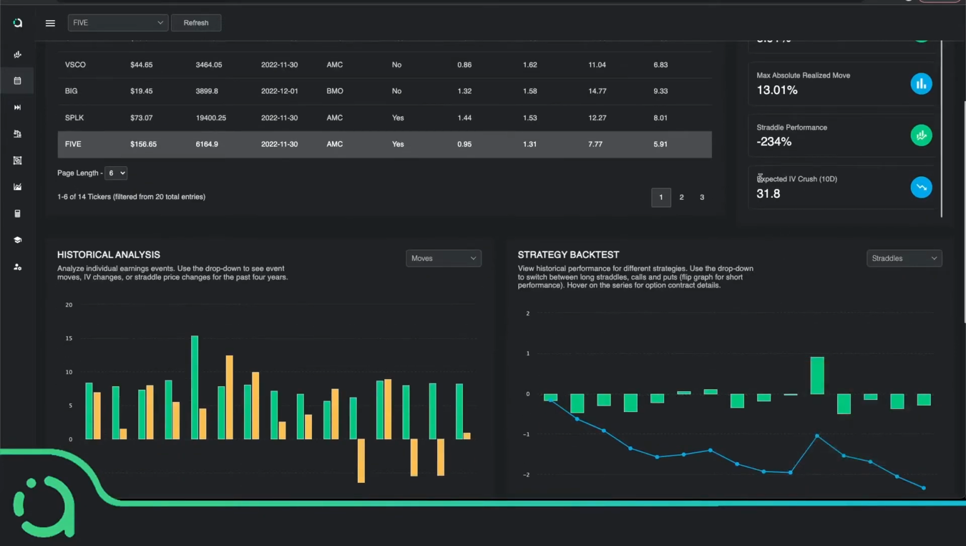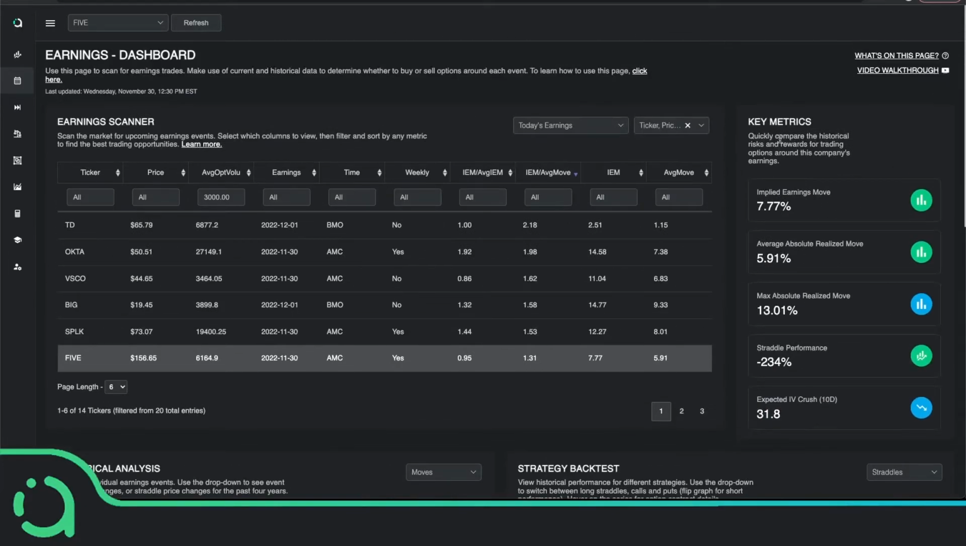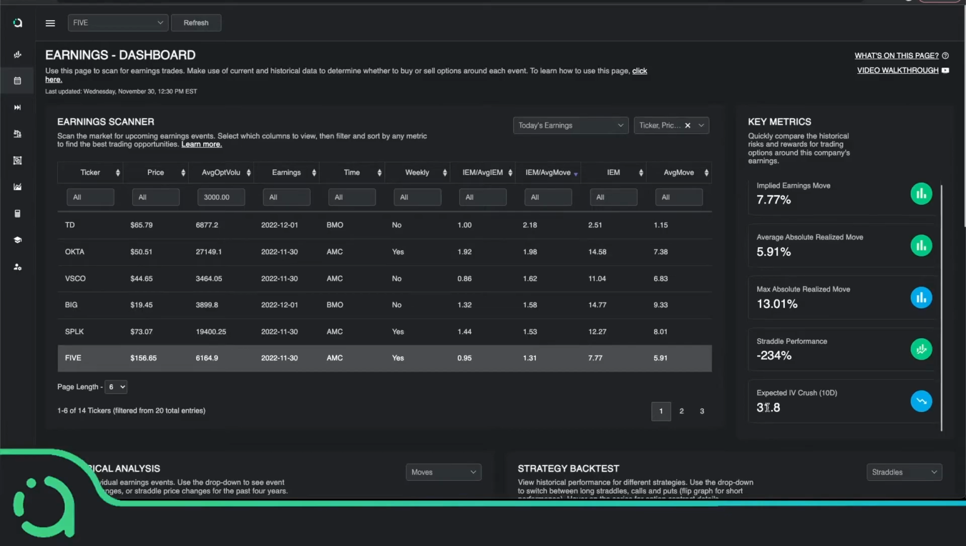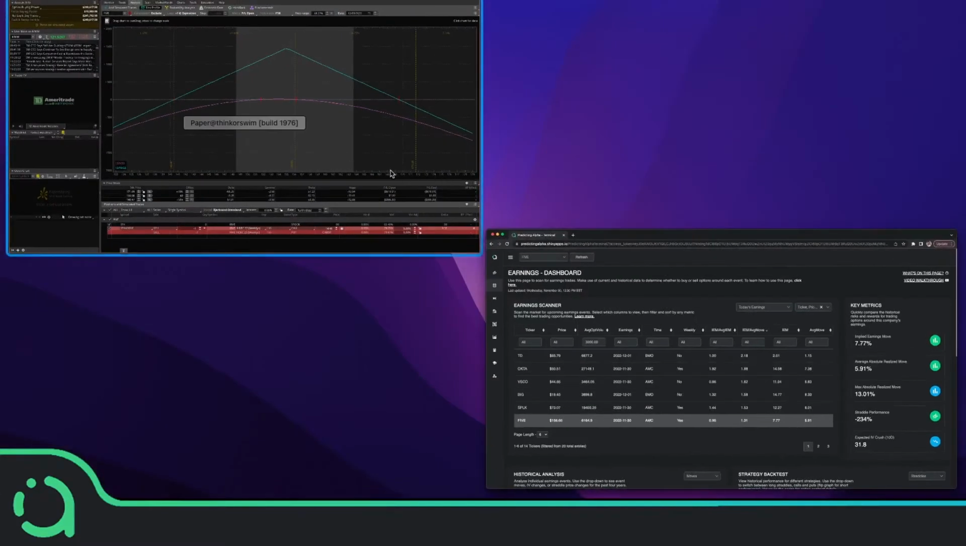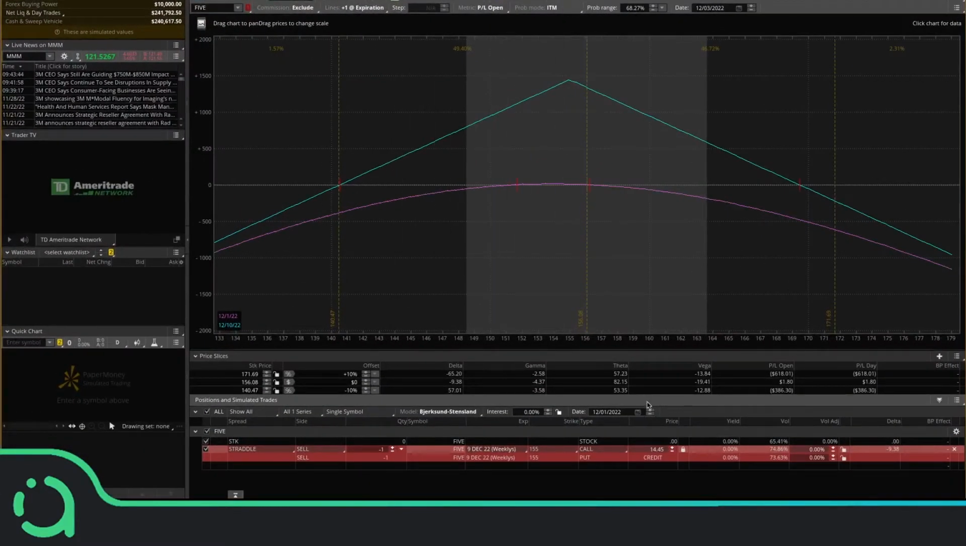Then we're going to come back over to our terminal, and we're going to take a look at the expected IV crush number here from our key metrics. And we can see that it's 31.8. So what we'll do is we'll come back to our brokerage, go over to this IV adjuster, and we will do minus 31.8. And we will do that for both of the options here. Minus 31.8.